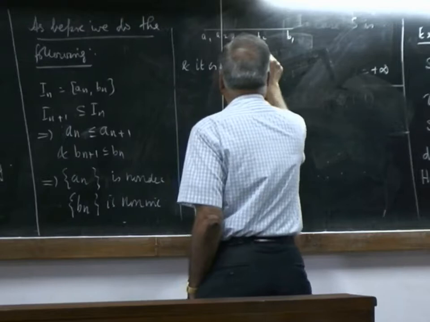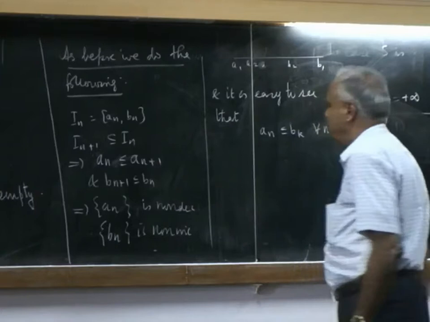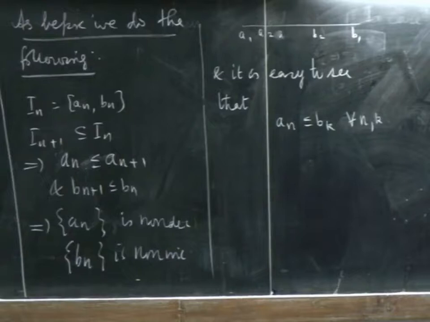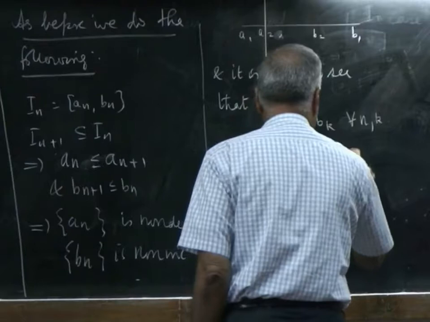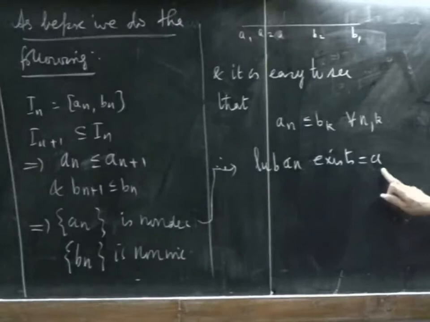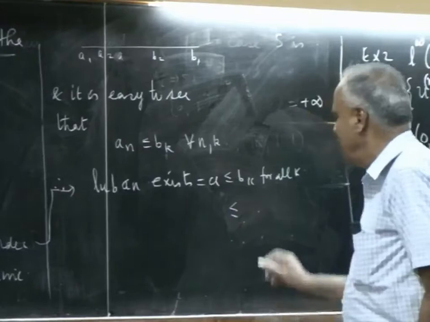This is another dangerous word. Okay. It is easy to see that AN is less than or equal to BK for every N and K. Any left hand point is less than or equal to any right hand point. And therefore, the least upper bound of AN exists, equal to A, and the least upper bound will be smaller than any upper bound. So, it will be less than or equal to BK for all K, and this BK will be less than or equal to the greatest lower bound.